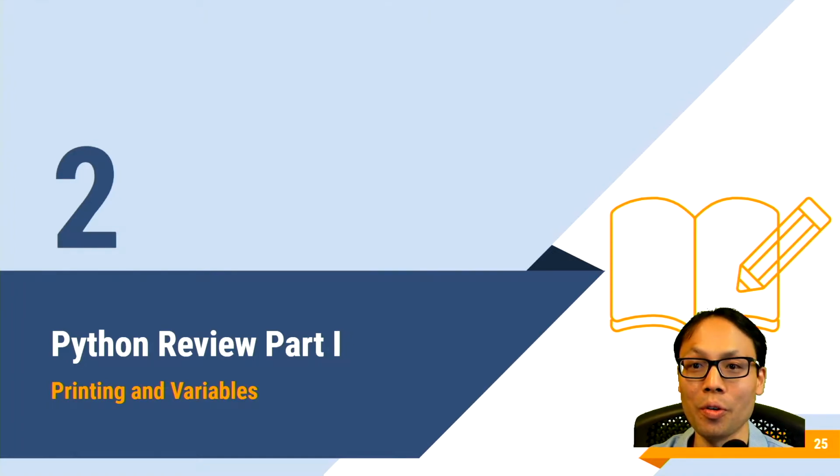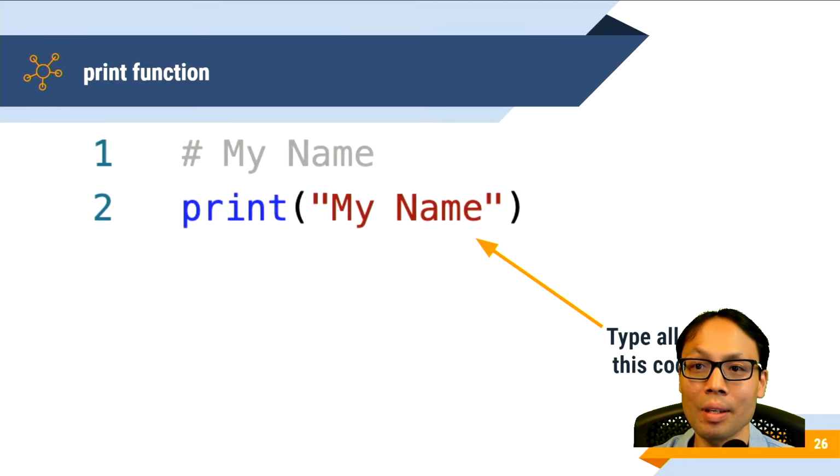In this video, we're going to review printing and using variables in Python. So, the print function in Python typically works like this. Go ahead and try this in your CS50 IDE. You would type out print and an open parenthesis, a quotation, your name, another quotation, and an end parenthesis.